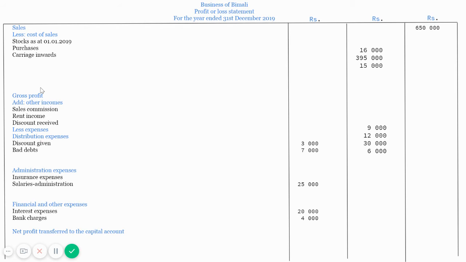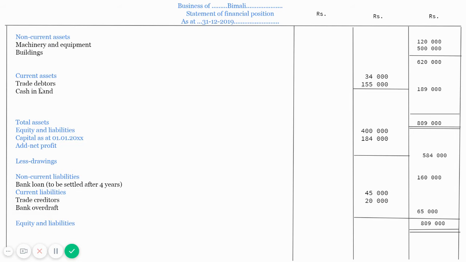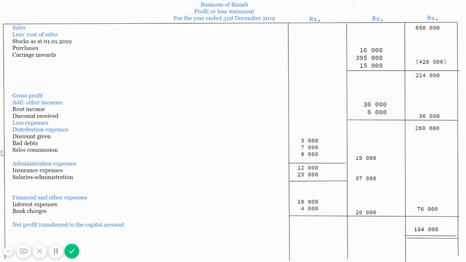We are going to consider it as a distribution expense, and we will be taking it under sales commission. And that should be listed in the first column. Sales commission of 9,000.